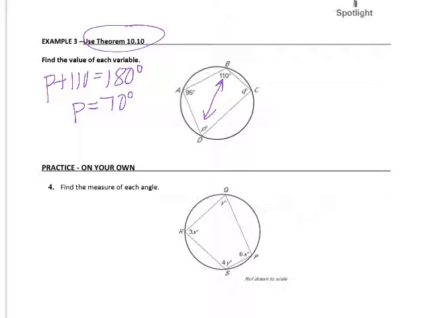So if P is 70, we could also find out what angle Q is, because we know that Q plus 95 has to be 180 also. So Q is going to be 85. So all you have to do is make sure you remember that rule. Again, the word theorem just means a rule. So theorem 10.10 says that these two angles are going to add up to 180. And these two angles are going to add up to 180.